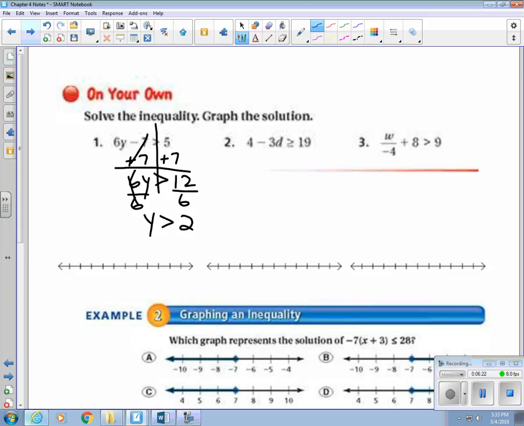If I'm going to graph the solution, I need a 0 and I need a 2 on my graph. Y is greater than 2, not equal to, so I'm going to do an open circle and an arrow to the right.